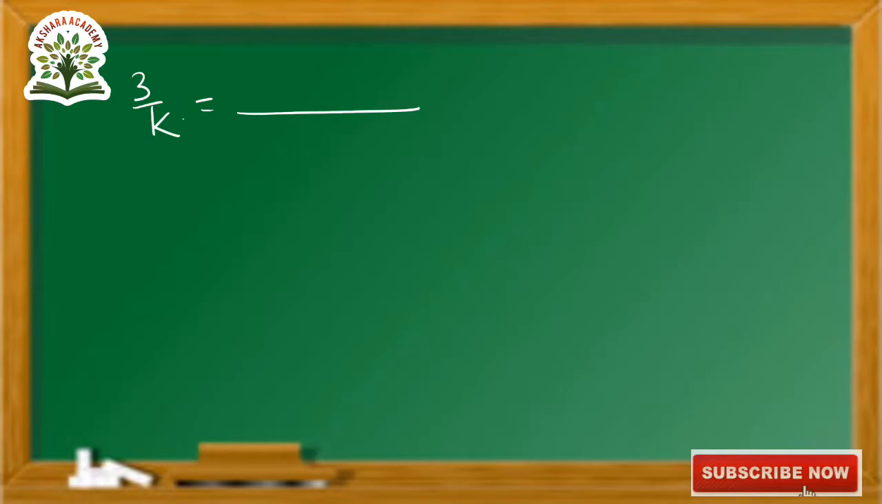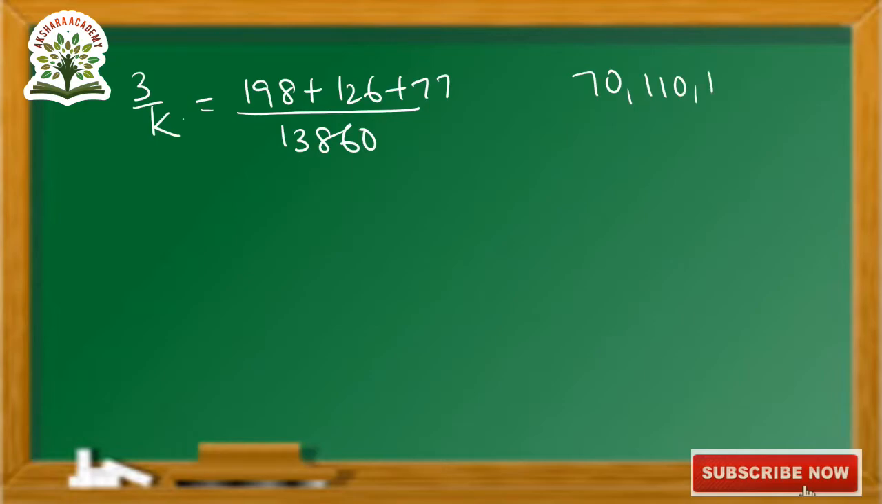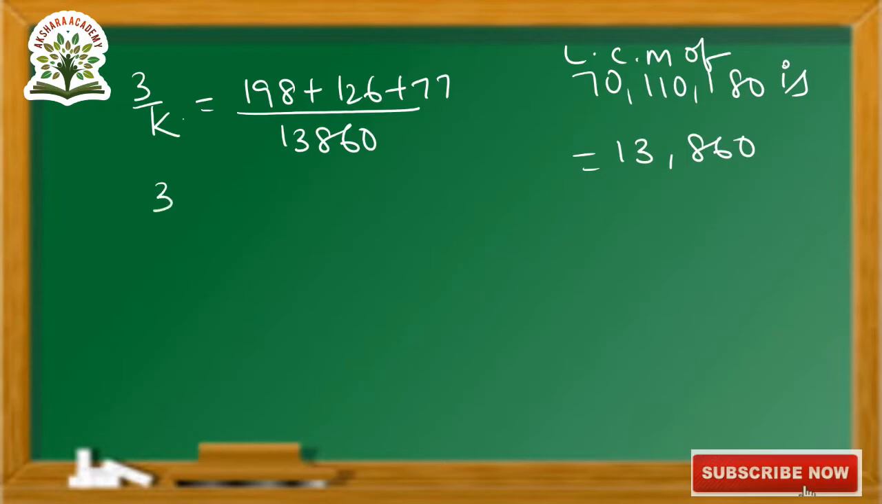Next we are taking the LCM. 3 by K is equal to, LCM of 70, 110, 180 is 13,860. Here 1 by 70 gives 198, plus 126, plus 77. That's why we are writing here 13,860. 3 by K is equal to, after adding this, 401 by 13,860.